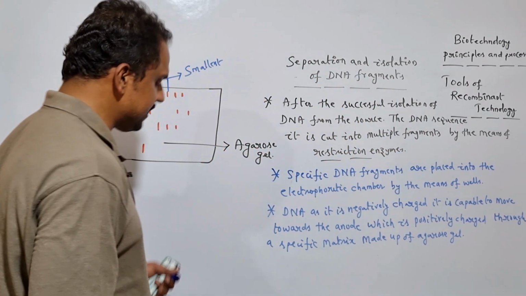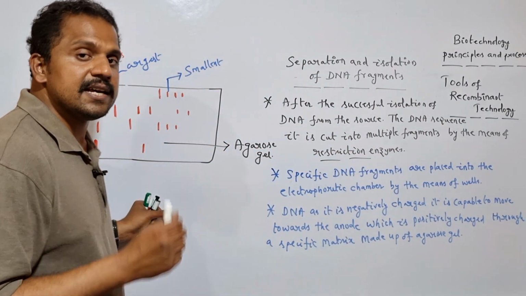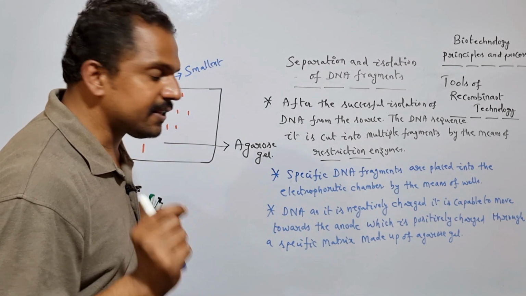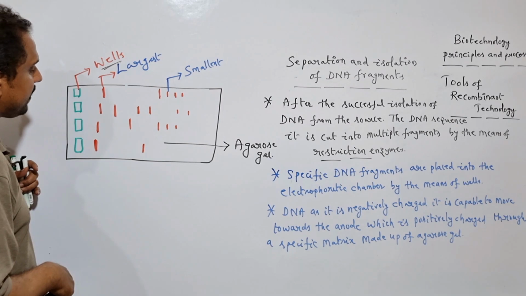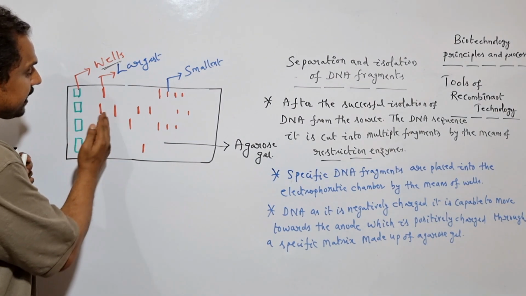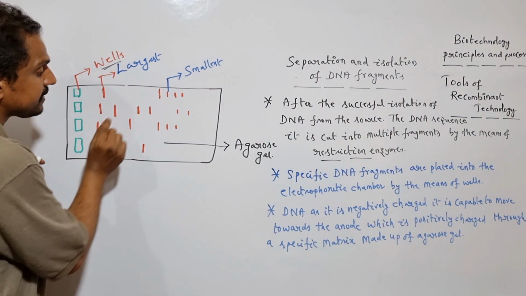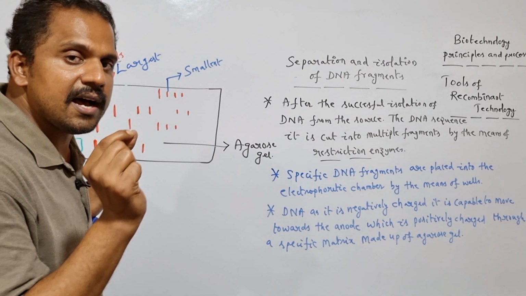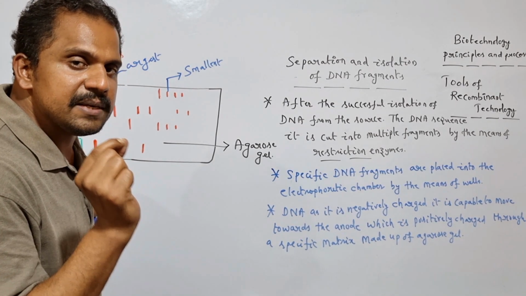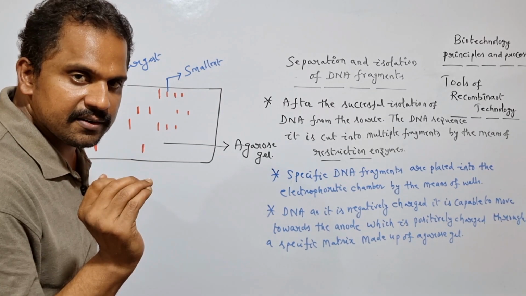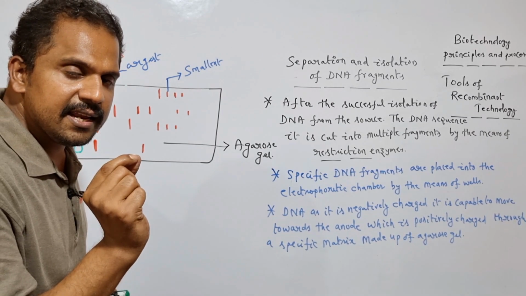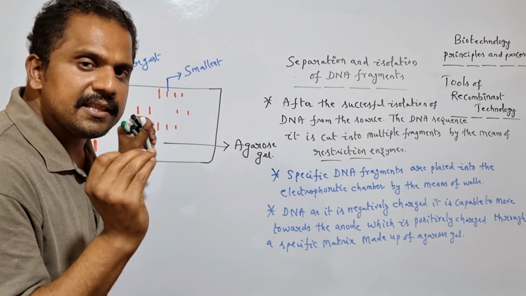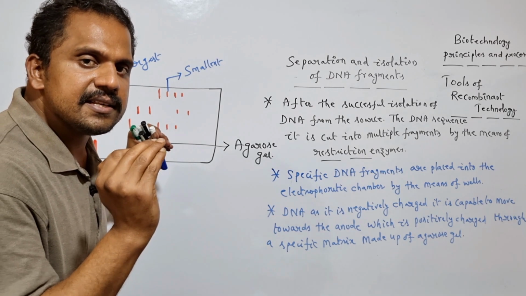So here the specific DNA, as it is negatively charged, is capable of moving towards the anode. And here we need to understand that the larger DNA fragments get settled at the top. But the smaller DNA fragments are capable of moving through the agarose gel by means of a specific effect termed as sieving effect. Is it clear?